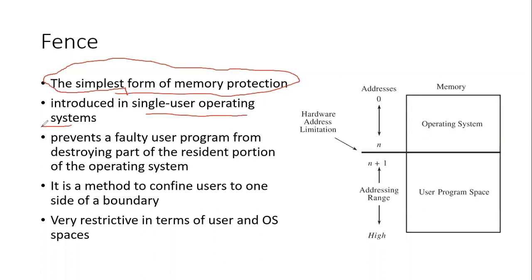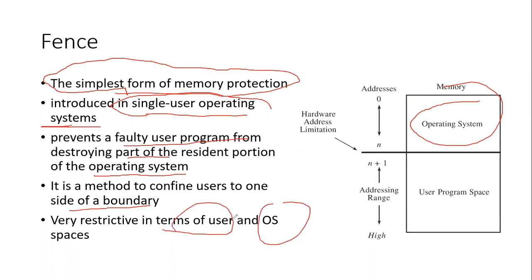Since we have multi-user operating systems, it might not work properly, but in a single user operating system, it works better. It prevents a faulty user program from destroying part of the resident portion of the operating system. It's the method to confine the user to one side of the boundary, right? So you see, on one side of the boundary, it confines the user. It is very restrictive in terms of the user and operating system spaces.